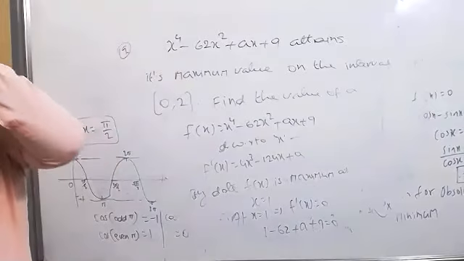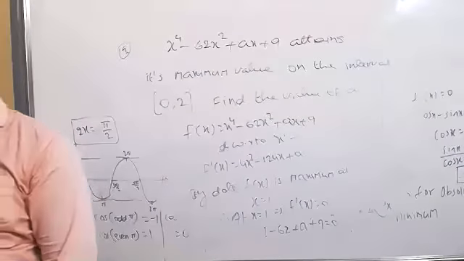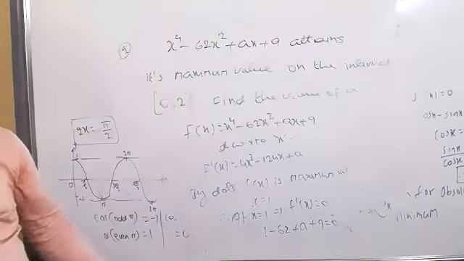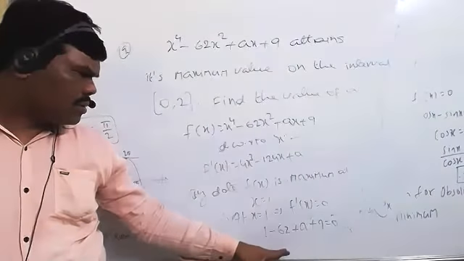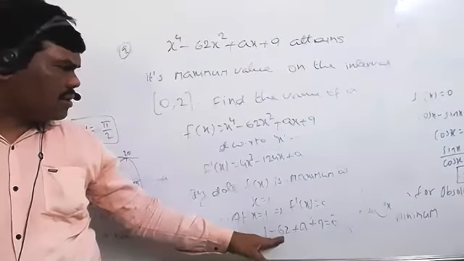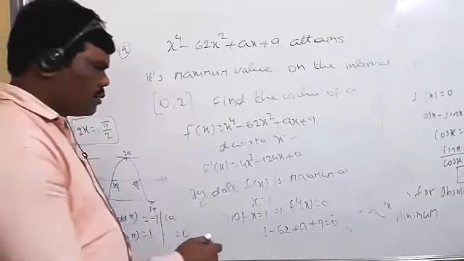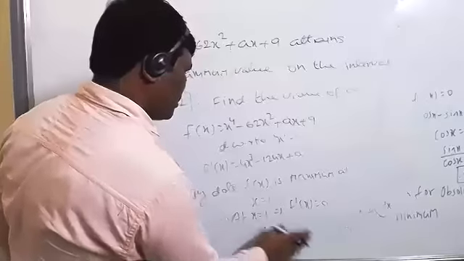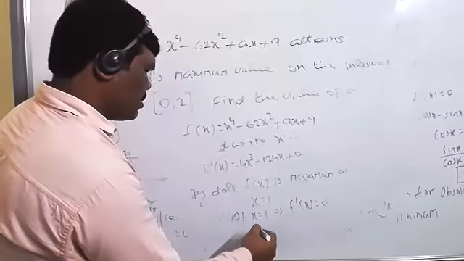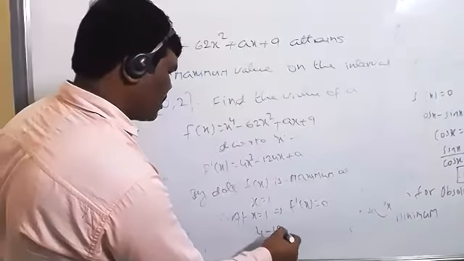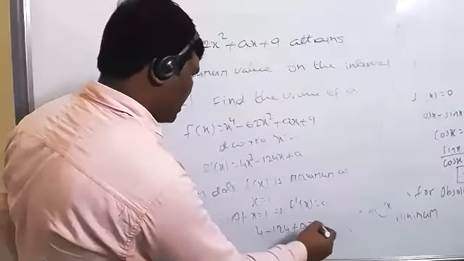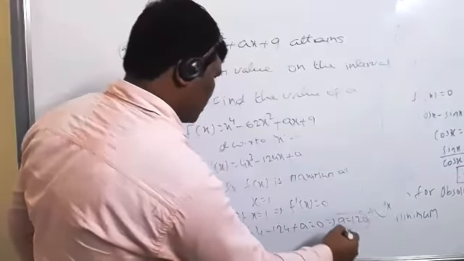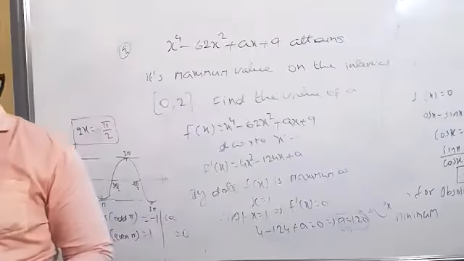Now find the value of a. You can substitute here only. So this is 4 minus 124 plus a equal to 0. The value of a equals 120.